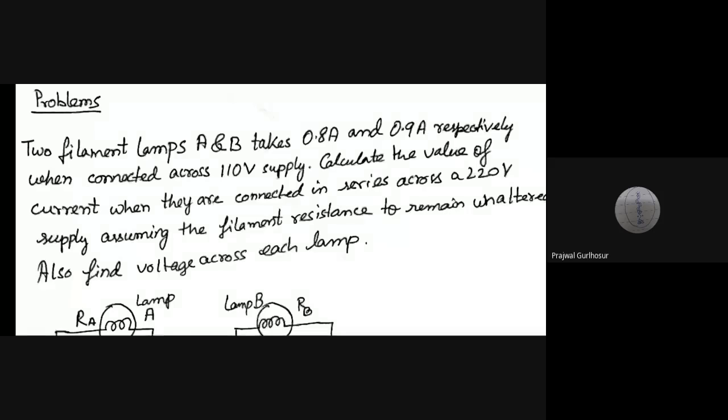Any queries till now? Any queries for the first step? Okay. Fine. Hope everyone is clear with the first step, that is how to find RA and RB. So RA is coming as 137.5 and RB is coming as 122.2, right?